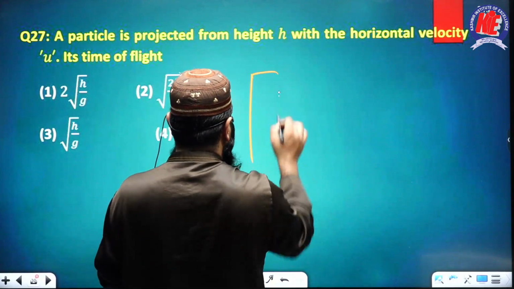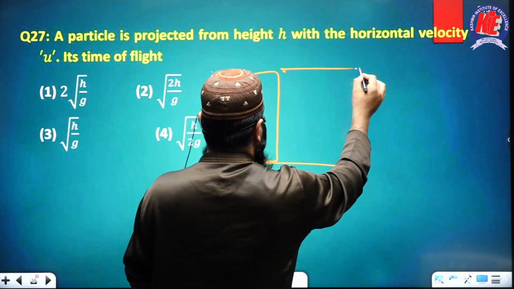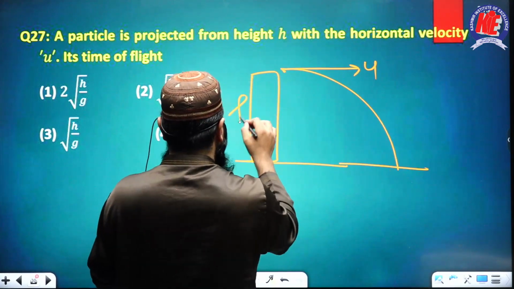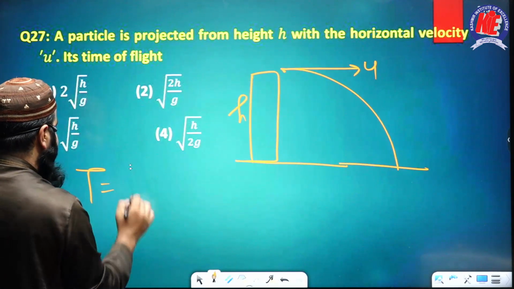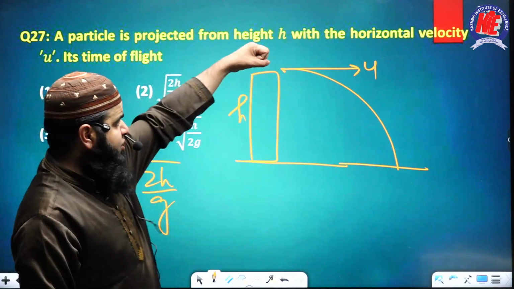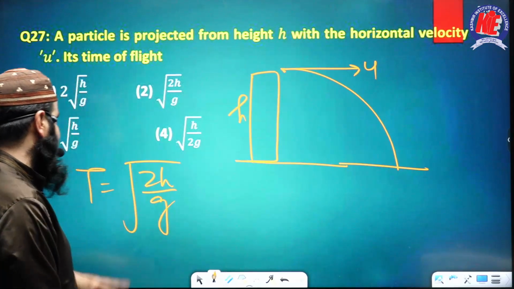Fundamental question, but the formula is important. If you throw a particle with velocity u, it follows a path like this. If it falls through the height h, then you must know the time of flight is simply given by root of 2h upon g, which is the same as if the body is just released from the same height.